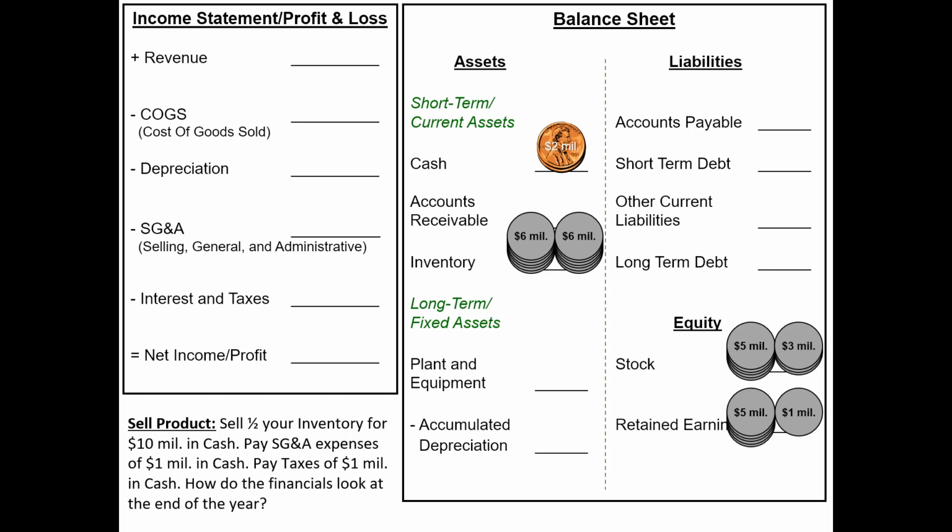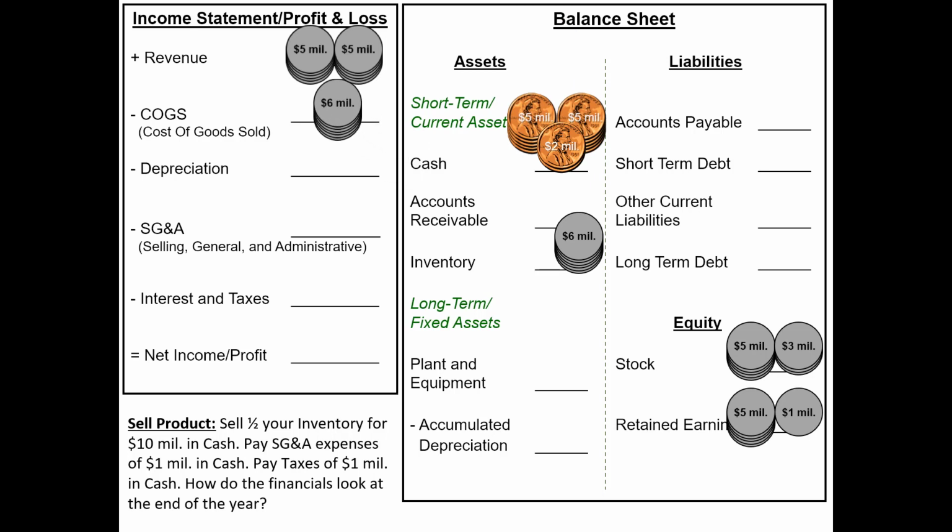Okay, so let's work this through. We sold some inventory and we paid some expenses. The first thing is that we got revenue of a total of $10 million in cash. So on the income statement, I represent that with the gray coins, $10 million, and I also have cash of $10 million that's coming in.